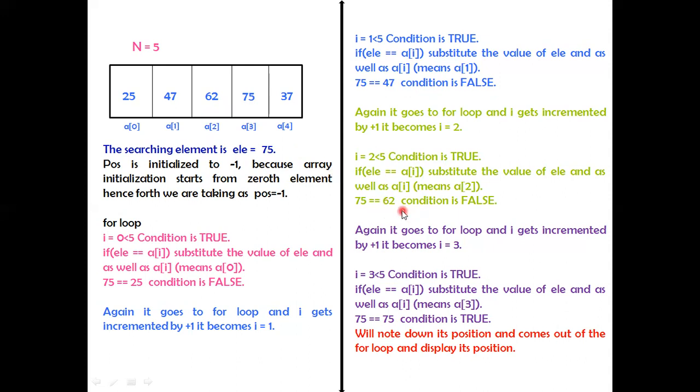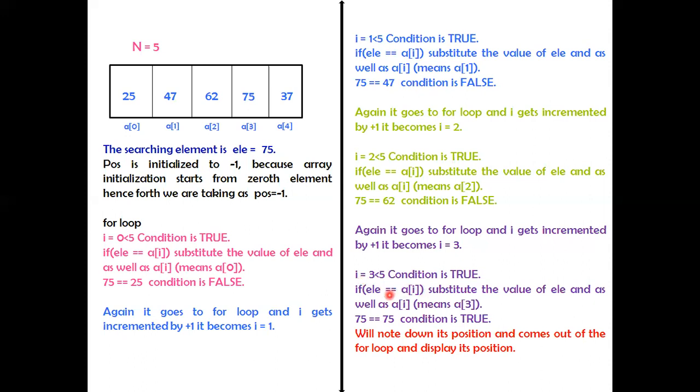Condition false. Condition false means again it goes to the for loop. i gets incremented by 1. Last time it was 2. This time 2 plus 1 is 3. The updated value of i must be compared with n. 3 is less than 5. Condition is true. Condition true means if element is equal to a of i.